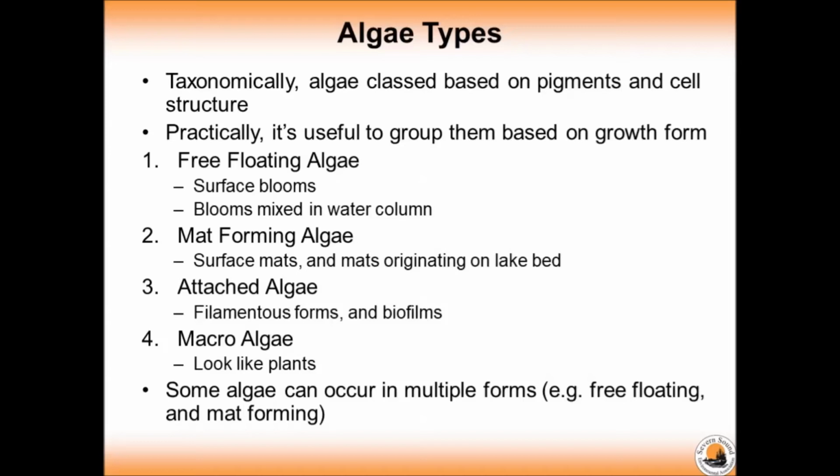So starting with free-floating algae, these would include your blue-green algae blooms and other types of algae that can bloom lower down in the water and be mixed in the water column. We'll talk about mat-forming algae that will form surface mats, attached algae that you might see on rocks in filamentous forms and also biofilms, and then macroalgae, which look like plants, as I mentioned. Some algae can actually occur in multiple forms, so in small concentrations, they might exist as free-floating cells, and as the density builds up, they can start to form mats where you can actually see them.